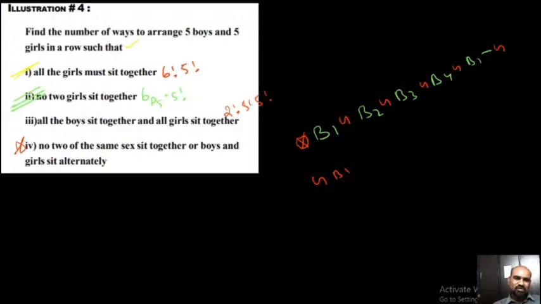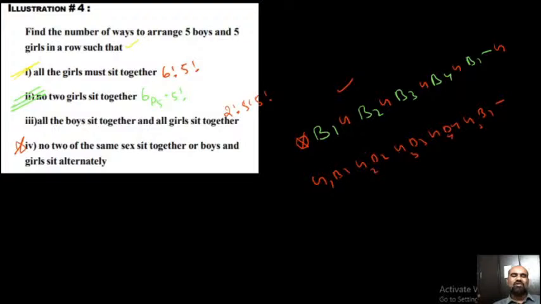G B1, G B2, G B3, G B4, 1, 2, 3, 4, G B5. This is one of the arrangements. So I can write G1, G2, G3, G4, G5. These two are the answers for the sixth problem. Observe, students. See, all boys and girls sit alternatively. This is one of the answers for the problem.